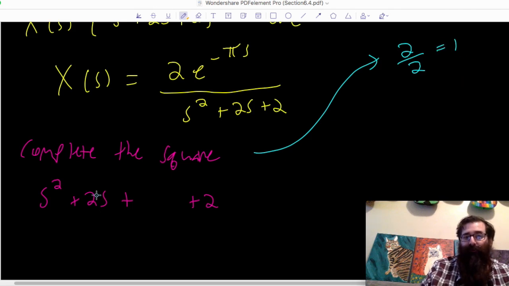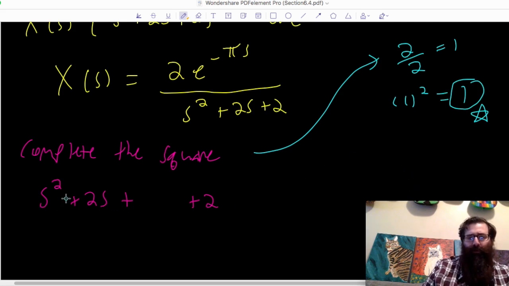So whatever that, if it was a 4, I would divide it by 2. If it was a 7, I would divide it by 2. If it happens to be a 2, I divide it by 2. I get this number. Whatever that number is, then I square it. In this case, it's a 1. I square it, it gives me 1. And this is my magic number. That's going to help me complete the square.